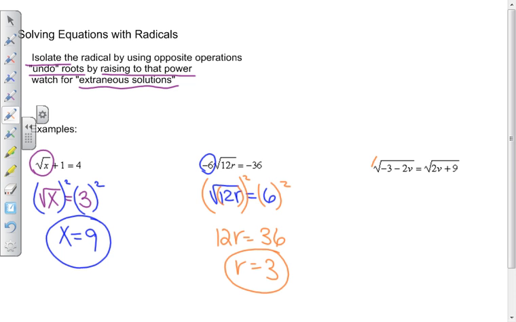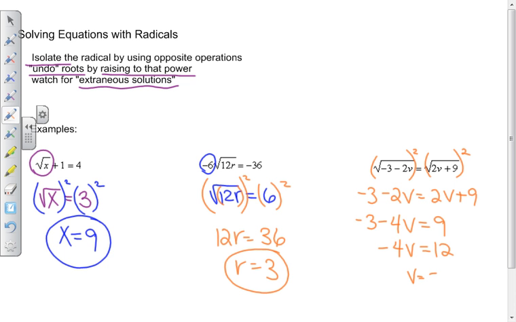Here, both sides are under the radical, so I'm just going to square both sides, end up with negative 3 minus 2v equals 2v plus 9. Get your v's together, get your constants together. So if I subtract 2v from both sides, add 3 to both sides, divide by negative 4, v ends up being negative 3.